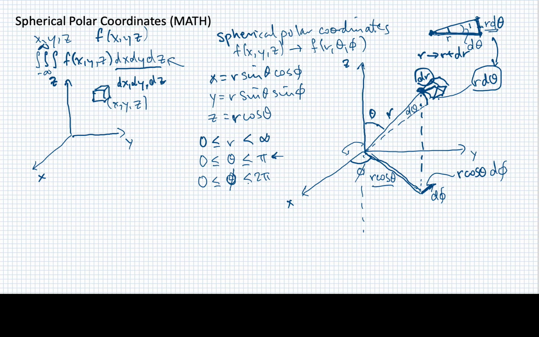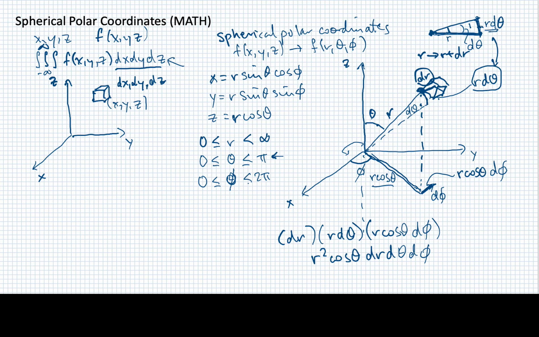So now our three elements of this infinitesimal volume element are going to be dr for the change in r, r d theta for the change in theta, and r cosine theta d phi for the change in phi. So when I put all of this together, I end up with a volume element that looks like r squared cosine theta dr d theta d phi.